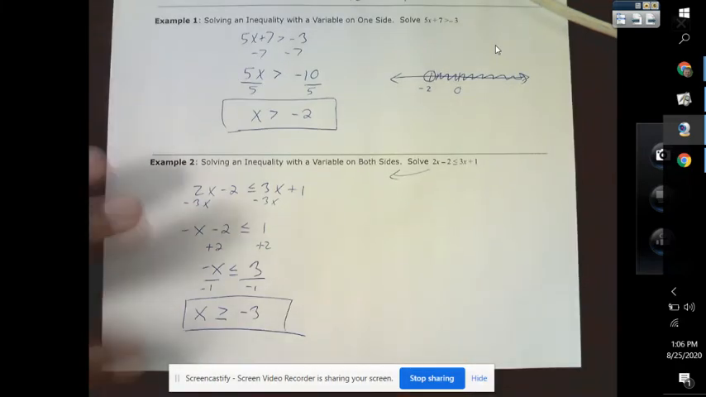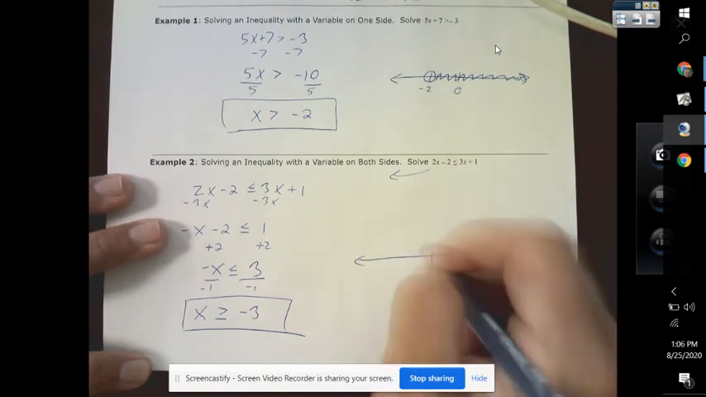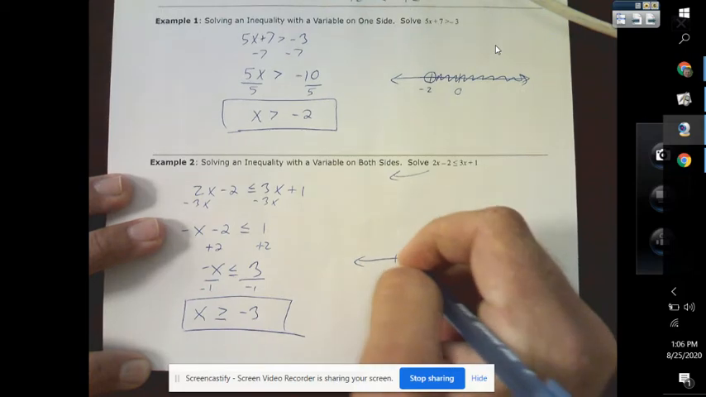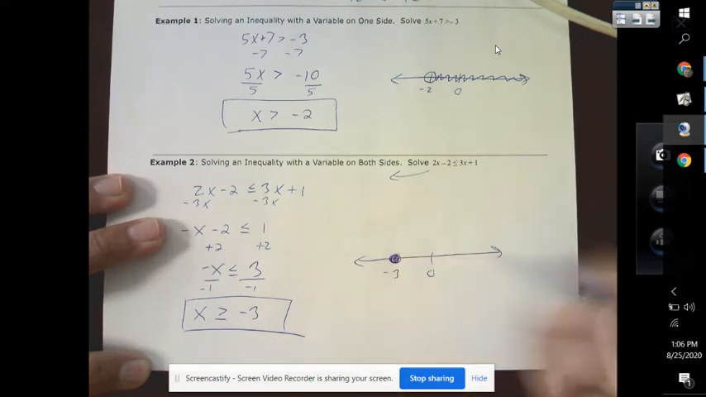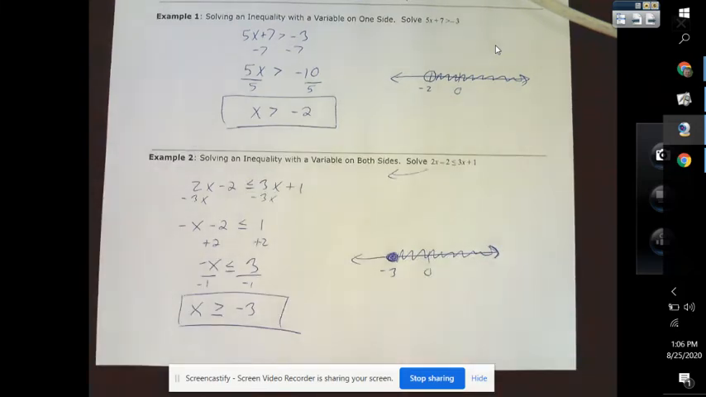We're set. Okay. And again, just to show you, x is greater than or equal to negative 3. Looks very similar to the other one. Because it's greater than or equal to, it's a filled-in circle, and everything to the right. Directions don't say that. I'm just showing it to you.